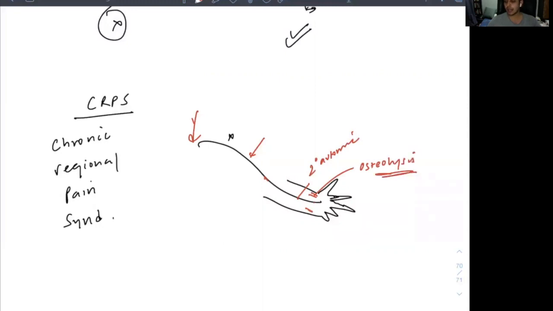And you get all your classical autonomic symptoms such as redness and swelling of your hands. And if you do a hand X-ray, then you will find the tips of your phalanges getting absorbed. So that is a feature of chronic autonomic neuropathy.